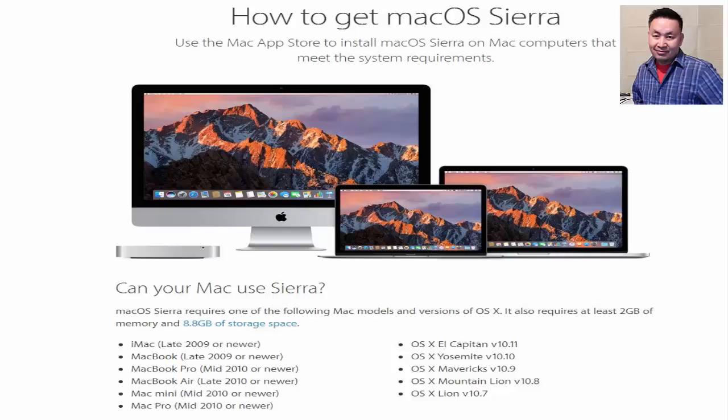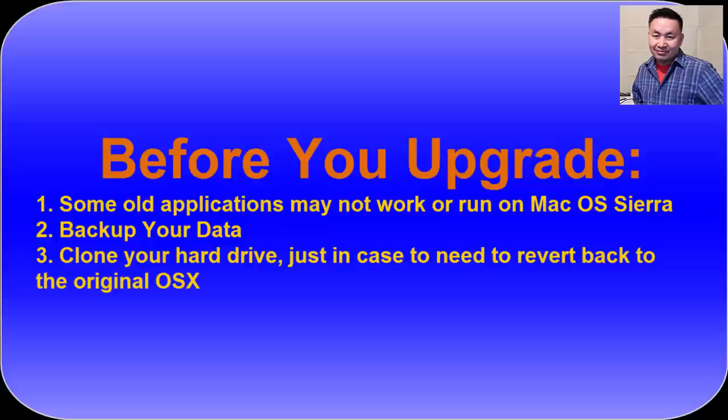First, think about the applications that you're going to be using. If the old application is too old, it won't run on macOS Sierra. Next, make sure you back up your data. And the third step, probably the best way, is to clone the entire drive to an external hard drive or something like that, just in case you need to revert back, or maybe there's something you don't really like on Sierra. To do that, you can watch my video clip on how to clone Mac OS X El Capitan. Pretty much the same anyway.